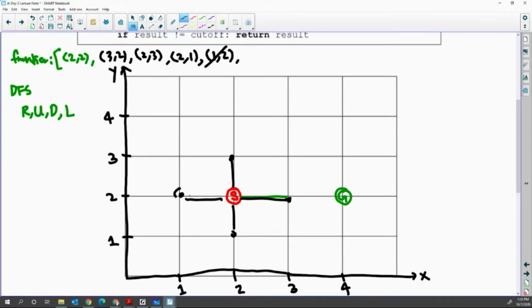So I start from 1, 2. Then I'm going to explore. It's not the goal, so it generates the children. It's already explored, so up, so 1, 3, then down, 1, 1, then left, 0, 2. Whenever I generate child, I'm going to put it into the explored. So I'm going to save some time to trace it.